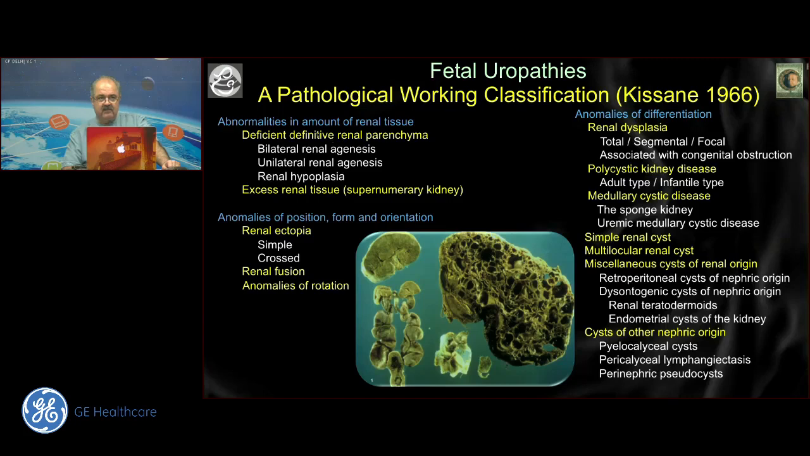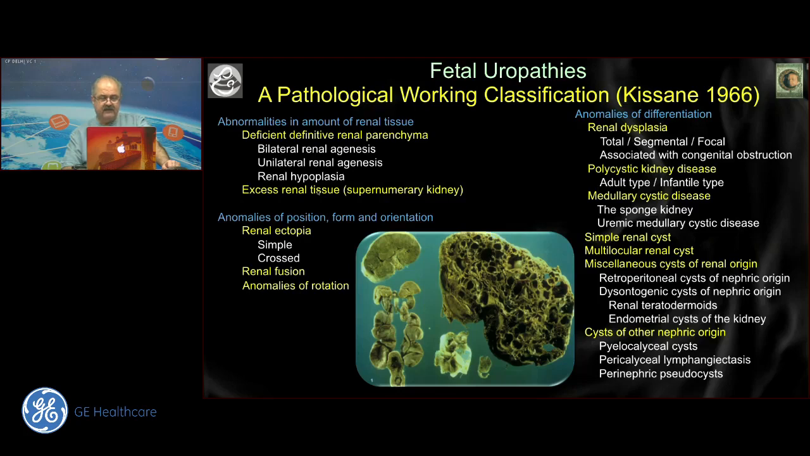In the anomalies in the amount of renal tissue, you could either have a deficient definitive renal parenchyma, which means either no kidneys, bilateral renal agenesis, or a unilateral renal agenesis, and of course a hyperplastic kidney, which may be unilateral or bilateral. You might have excess renal tissue, which is a duplication of one kidney or a supernumerary kidney altogether.